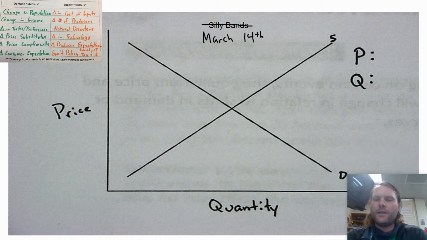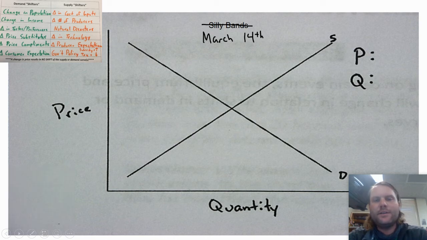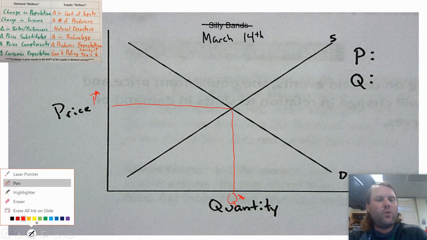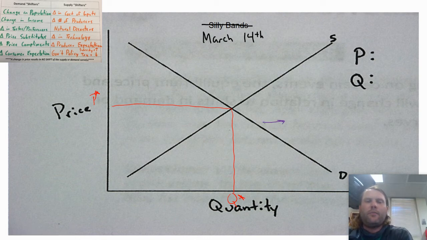That on March 14th or thereabouts, our governor or maybe our mayor, whoever it was, decided that we had to wear masks in public. And that completely changed things. So what I'm doing here first is I'm identifying our original equilibrium price and equilibrium quantity. When we got to that point that we had to wear masks, well, all of a sudden we had to buy masks. So our demand for masks goes up.